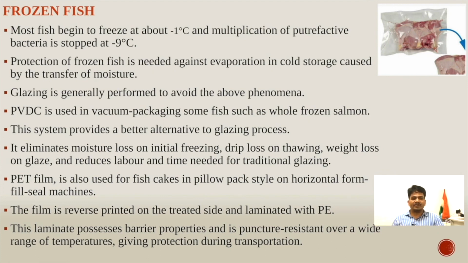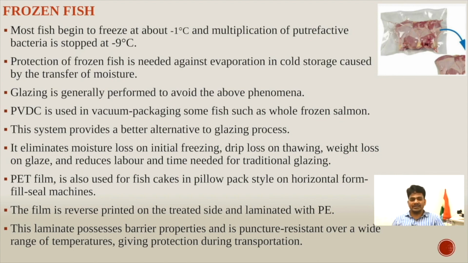PVDC is used in vacuum packaging some fish, such as whole frozen salmon. This system provides a better alternative to the glazing process. It eliminates moisture loss on initial freezing, drip loss on thawing, and weight loss on glaze, and reduces the labor and time needed for traditional glazing.